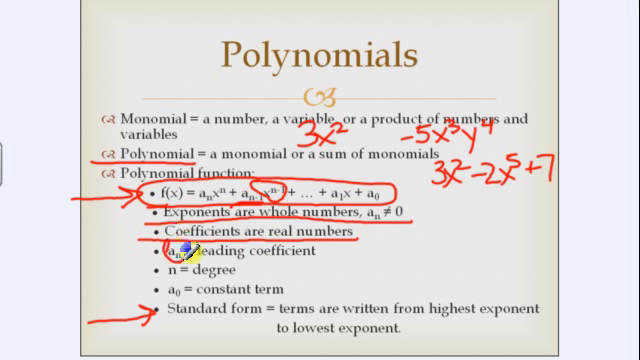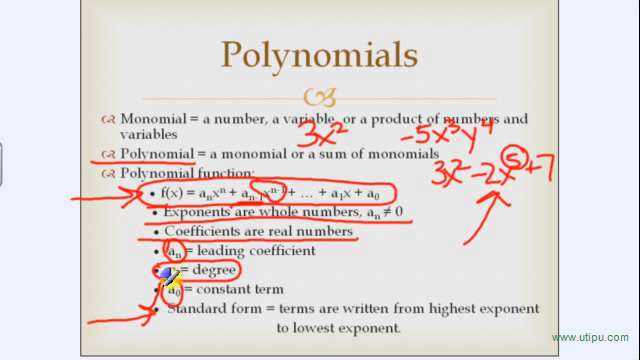A sub n is called the leading coefficient. It's going to be the number that's in front of the variable with the highest exponent. N, which is the highest exponent, is called the degree of the polynomial. So, for example, up here, 5 is the highest exponent, so we would call that a fifth degree polynomial. And because it has 3 terms, we would even call it a trinomial.